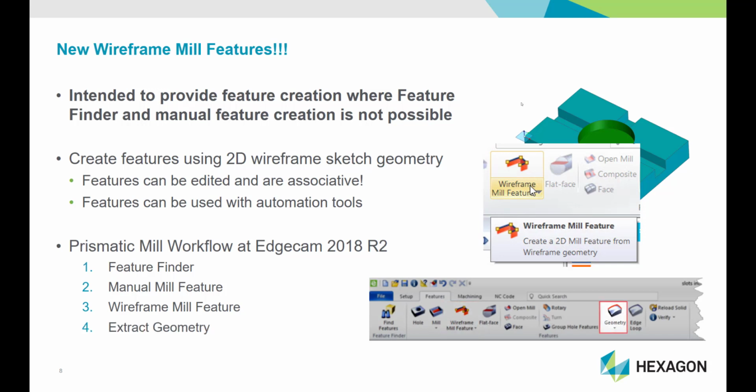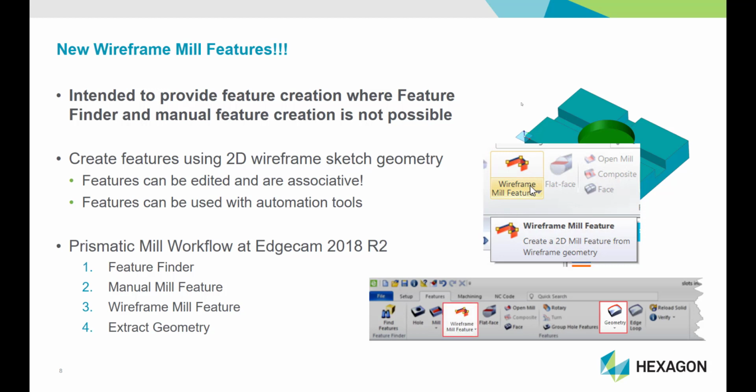Now we still have the extract geometry command at the far end of the toolbar, so in the past we would have had to start with Feature Finder, then probably suggest continuing on to manual mill features if needed, and as a final resort extracting the wireframe sketch geometry, which can be further modified. We can still create toolpath, but we lose the relationship to the solid. Well, now what we've got is the wireframe mill feature, so now extract geometry should be your 4th choice.